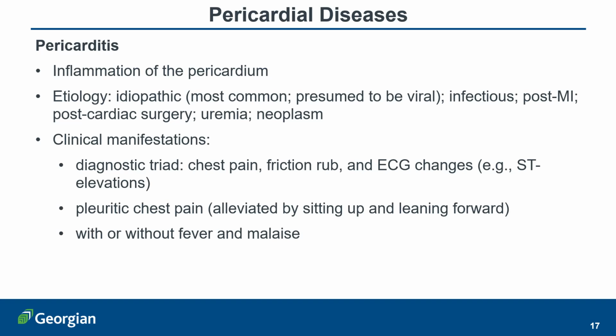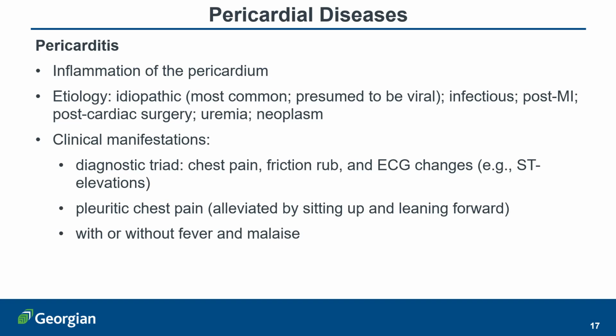The clinical manifestations of pericarditis is that classic diagnostic triad of chest pain, a friction rub, and ECG changes, specifically ST elevation. Normally when you see ST elevation in the ECG, you think of a myocardial infarction, but you also see ST elevation in the case of pericarditis. So that's the triad: chest pain, a friction rub, and ST elevation in the ECG.